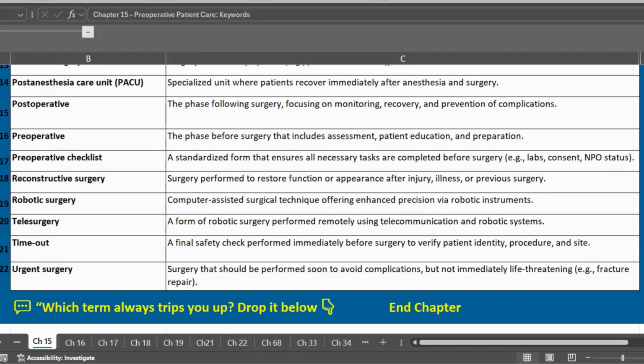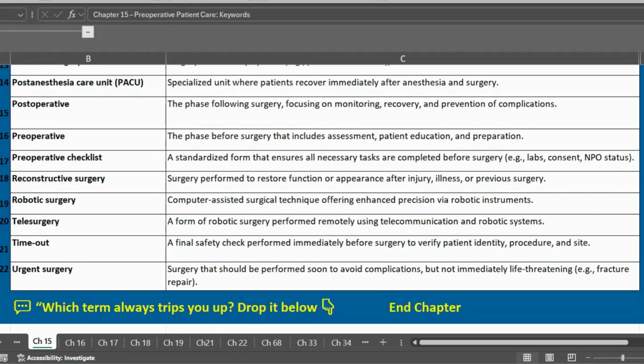Timeout. A final safety check performed immediately before surgery to verify patient identity, procedure, and site. Final verification before surgery begins. Confirms patient, procedure, and site with the entire team.